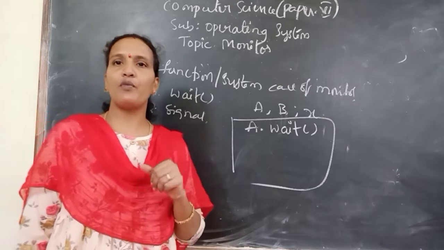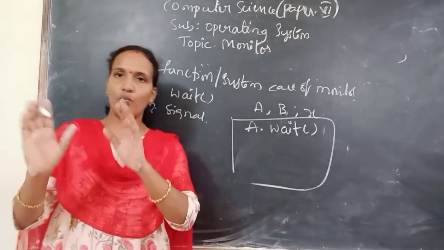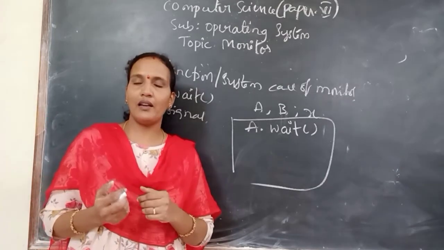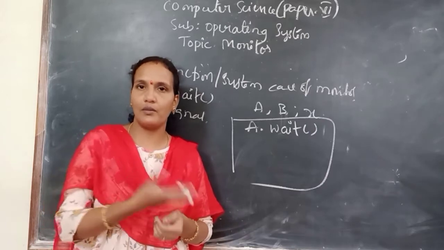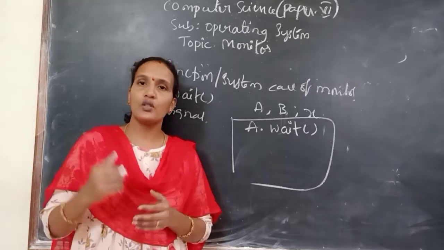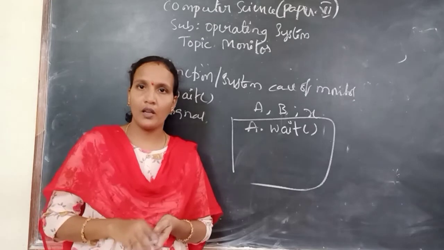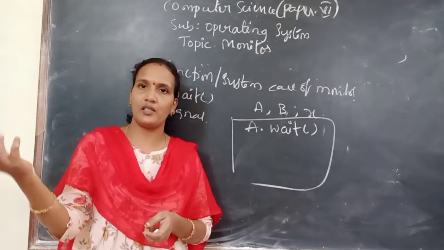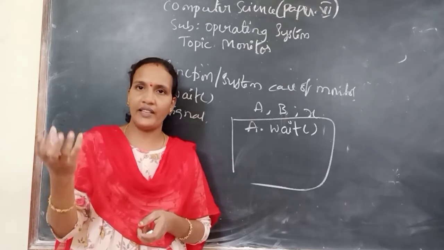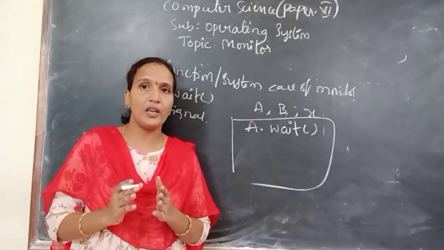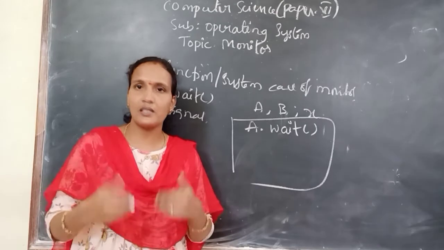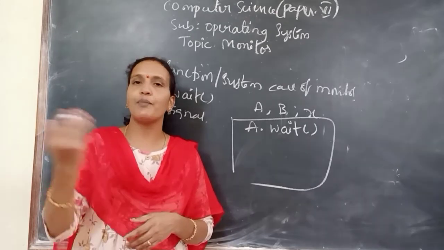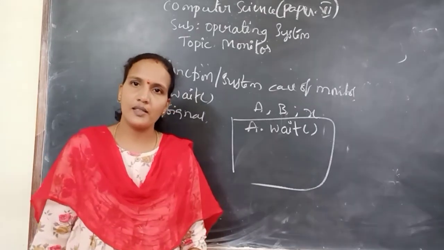Clear? For example, one class is going on. One student came and the lecturer said, you wait. He is in the corridor only; that is a block. Similarly, if one process is running and another process gives a wait signal, that process needs to be suspended because one process is running inside the monitor. That process needs to wait for some time.